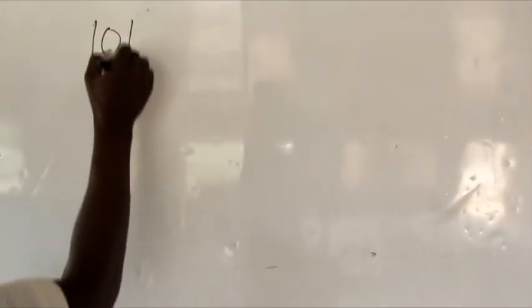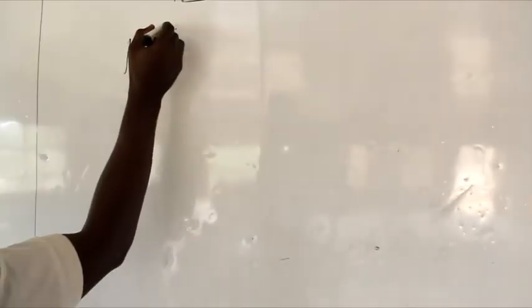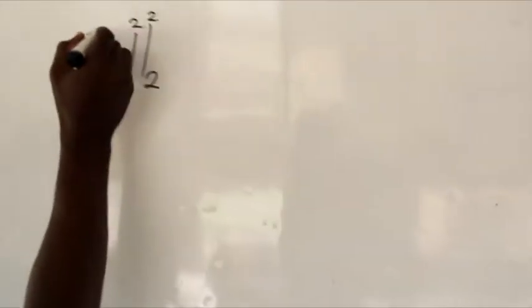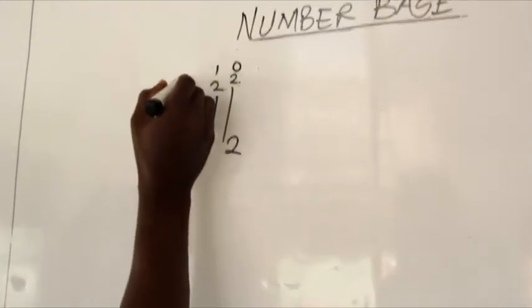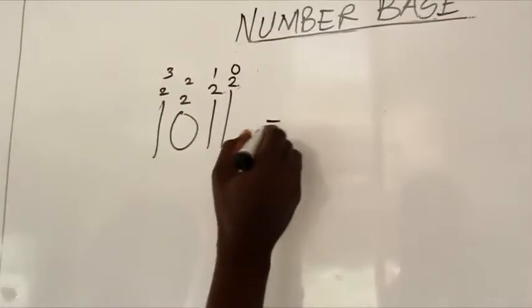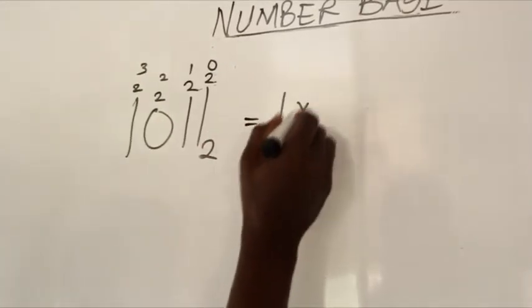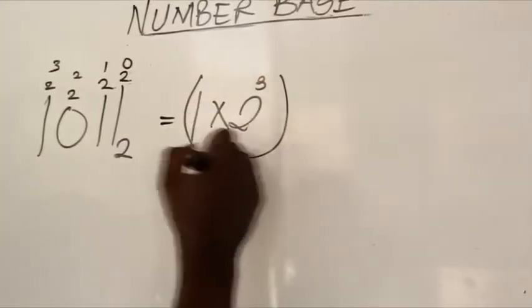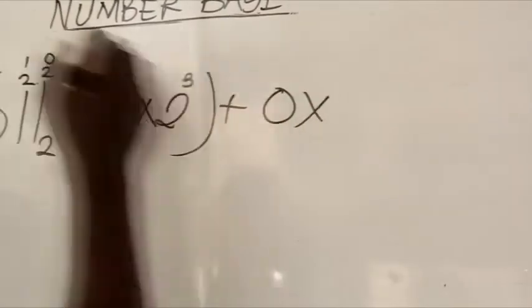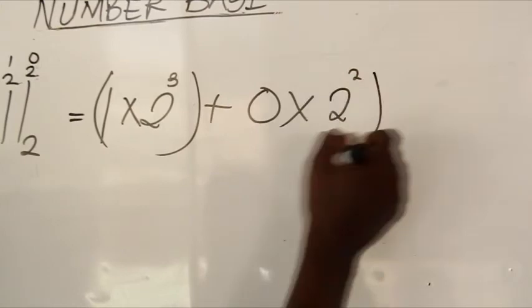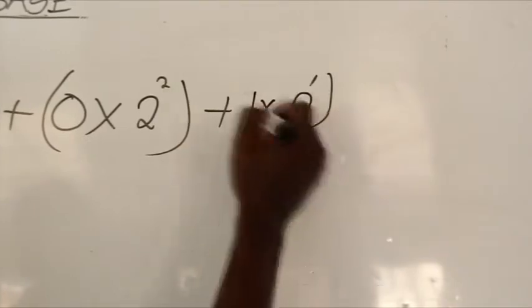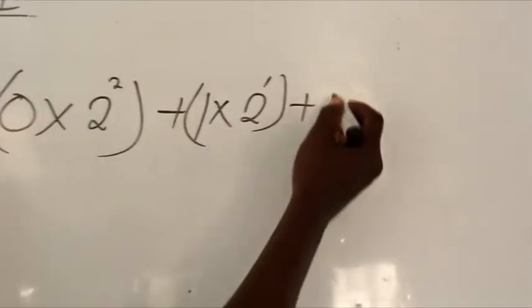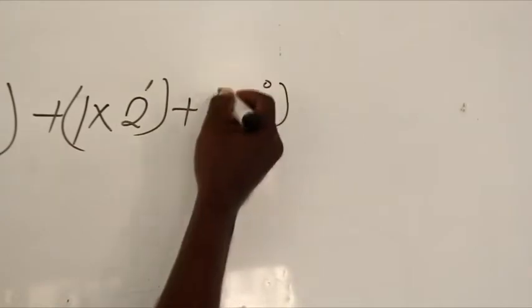1011. This is a number in base 2. The task ahead is to convert it to base 10. Again, this is base 2, and from here we number to the left: 0, 1, 2 and 3. So we expand again. This is 1 times 2 raised to the power of 3, plus 0 times 2 raised to the power of 2, plus 1 times 2 raised to the power of 1, plus 1 times 2 raised to the power of 0.